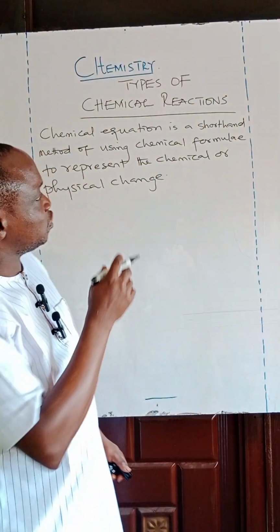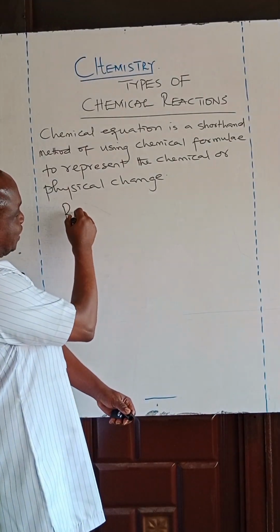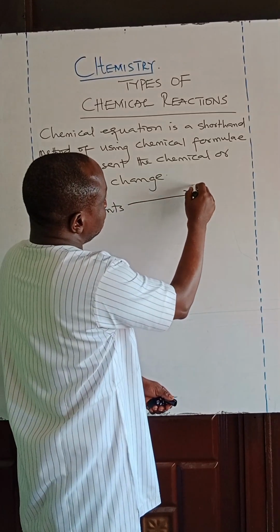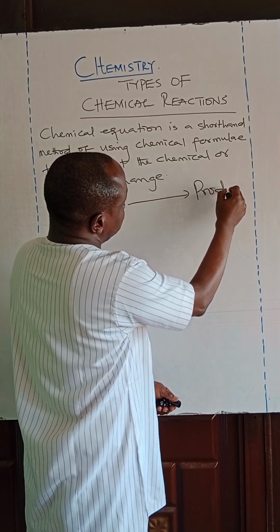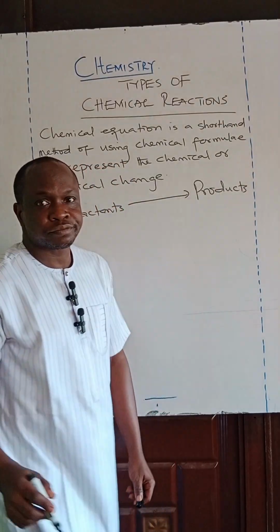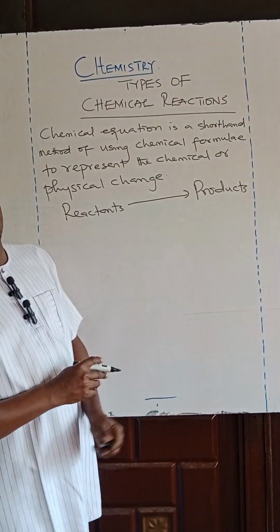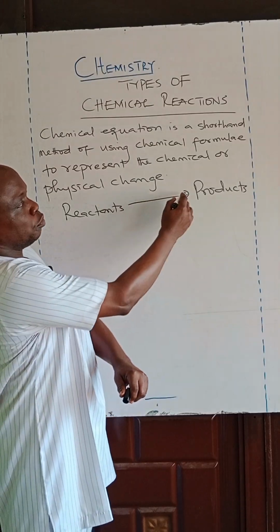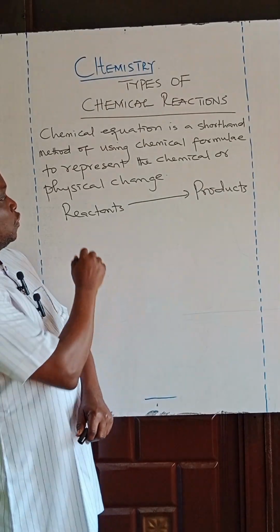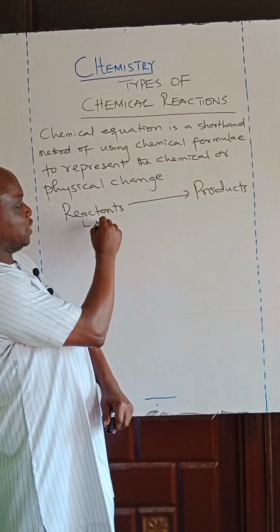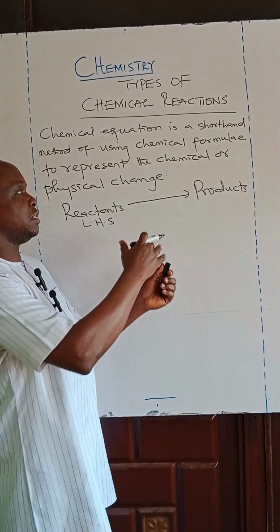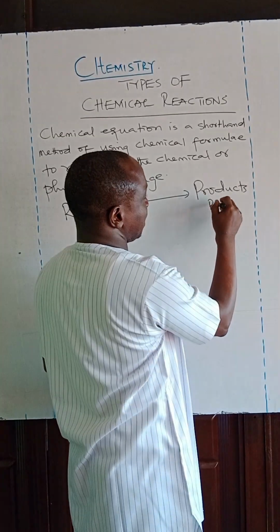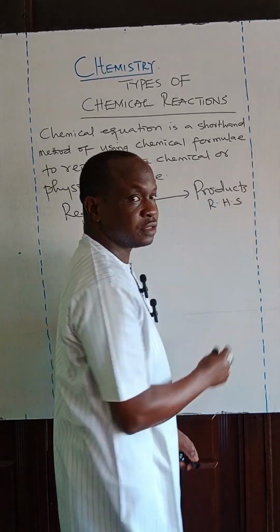An arrow is usually drawn from the reactants to the products. This arrow means to produce. When reactants react to produce the products, the left hand side contains the reactants, while the right hand side contains the products.